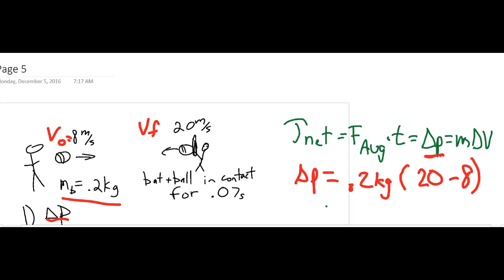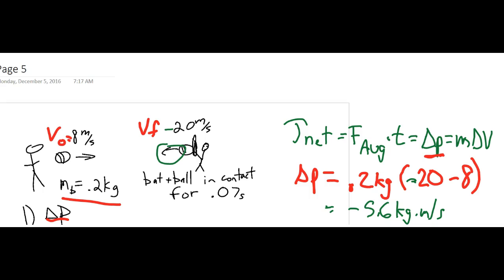Okay? Now if you did this, it would actually be incorrect, because what's the biggest thing we need to worry about? Is momentum a vector or a scalar? Hopefully you entered vector. Since this one is going to the left, I would make this negative 20. So my change in momentum is 0.2 times negative 28, and I end up with a change in momentum of negative 5.6. Does that make sense?